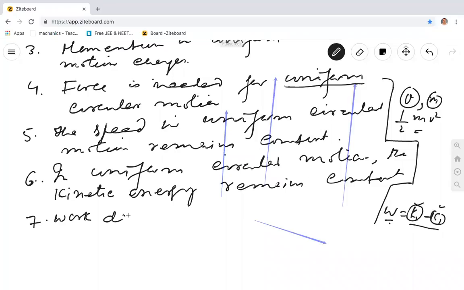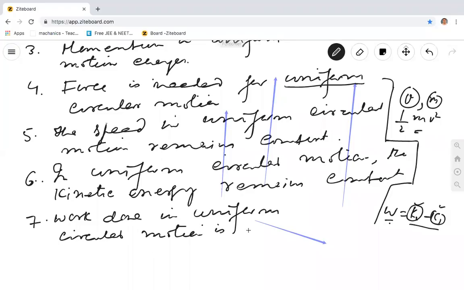Work done in uniform circular motion is 0. That is one more point.